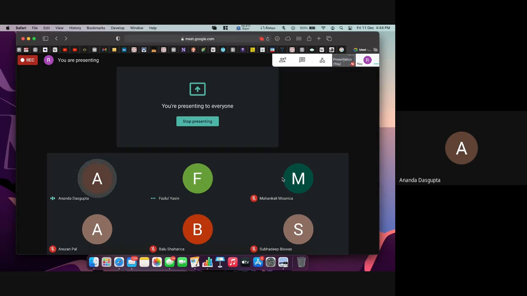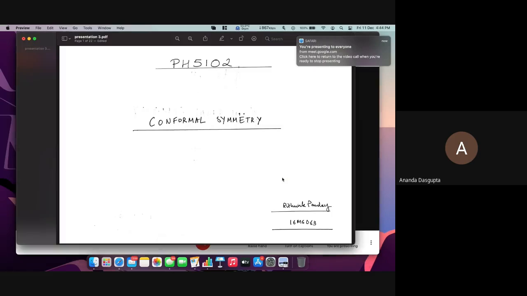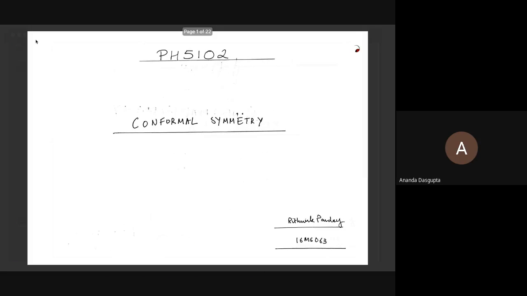Yeah, is somebody's screen visible? I'm assuming it's yours. Yeah, it is yours. So is the first page visible? Yes, it is.